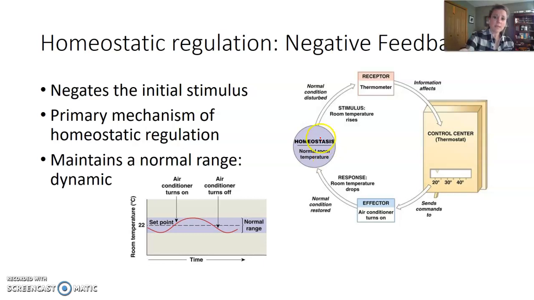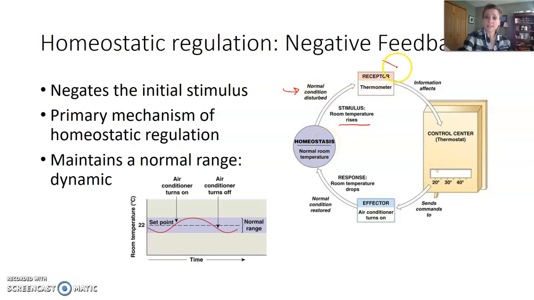So when we begin, we are at homeostasis, which is normal room temperature. But then as the sun comes up and it warms up the walls and the roof of the house, what happens? The room temperature goes up. That's your stimulus. We have now disturbed the normal condition of normal room temperature.